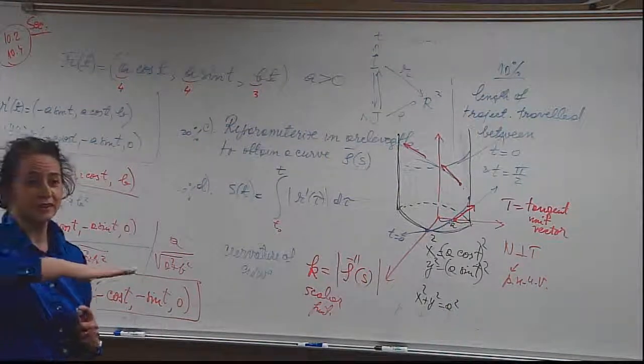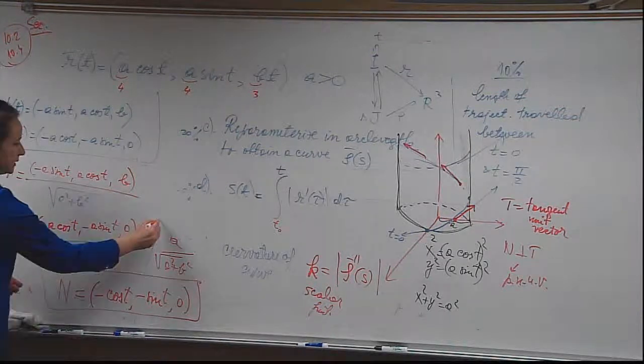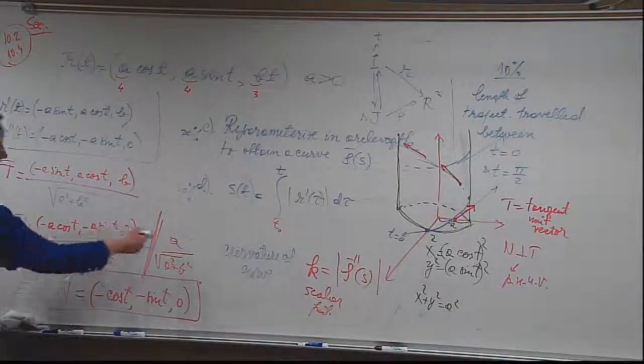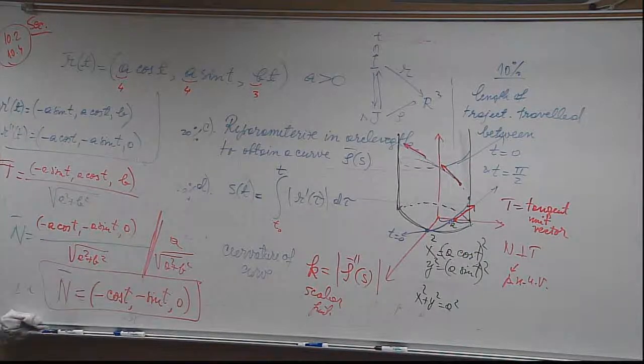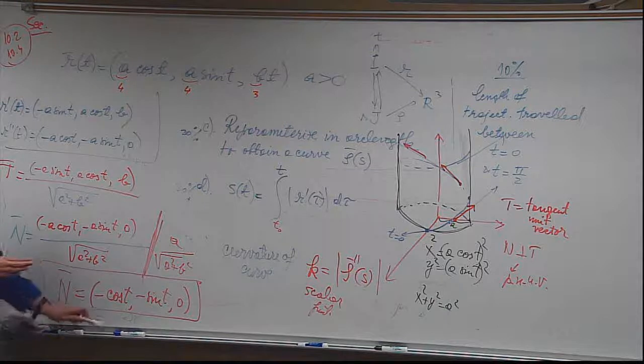Yes, sir? Sorry, what happens to the denominator? Square root of a squared plus b squared? They simplified. This is division. Oh, okay. So this simplifies with that, and a simplifies with a. I should leave some things as an exercise, but this is an obvious one, so I don't have to explain anything. Minus cosine t, minus sine t.